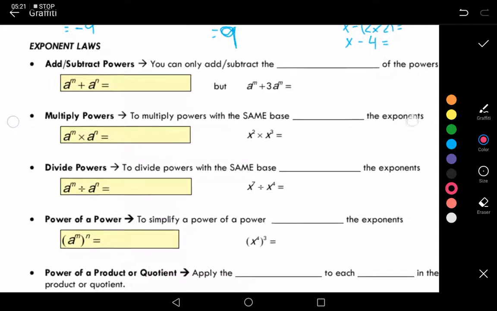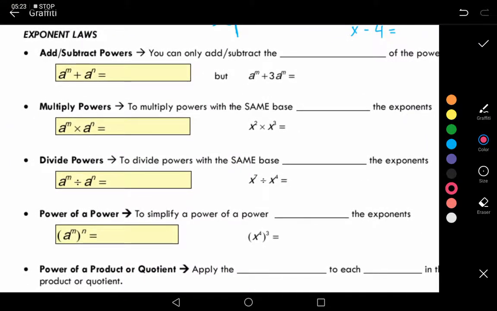Okay, so let's define our exponent laws. So if we're adding or subtracting powers, you can only add and subtract the coefficients of the power. Coefficients.